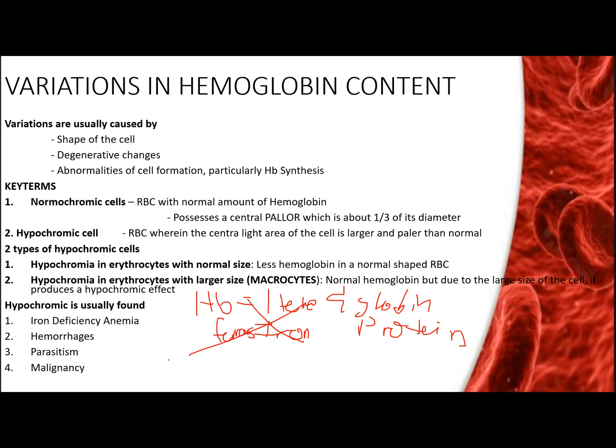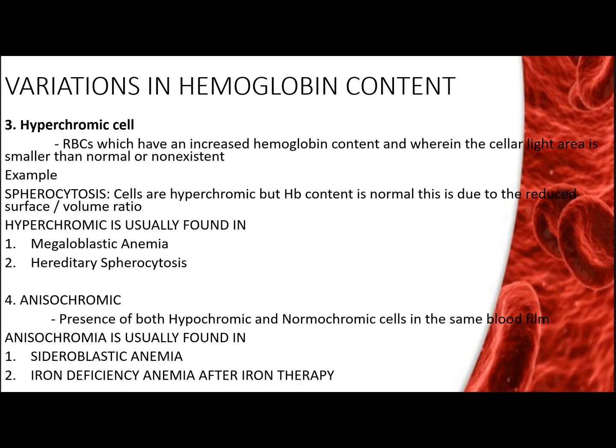Okay, let's continue. Now, another one would be your hyperchromic cells. These are RBCs which have an increased hemoglobin content and wherein the central light area is smaller than normal or non-existent. An example of this class is your spherocytes. Now, ang spherocytes nyo class, spherocytes class are a type of microcyte.